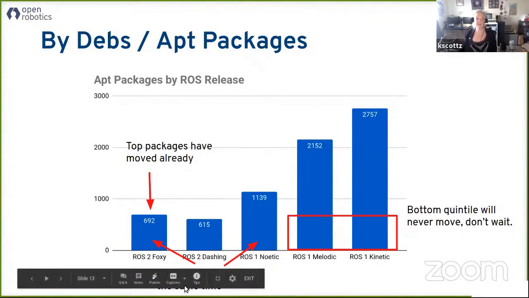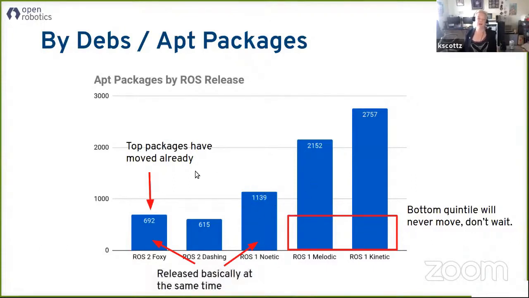The other thing worth considering is that Noetic and Foxy came out at approximately the same time. We believe that this transition process here in the center, Noetic, foreshadows what's going to happen to Foxy. So people have moved over to Noetic, and soon they'll be over at Foxy.